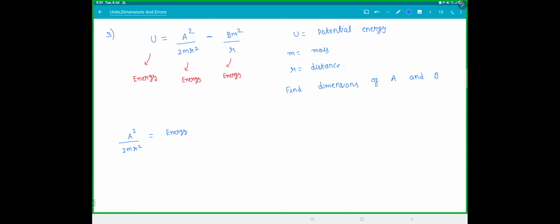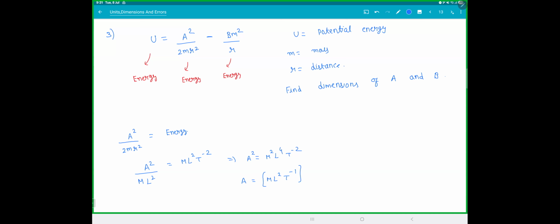So the dimensions will be, A square, m is mass, so that should be kg, I'll just write it as M. R is L square, that is the distance. Energy dimensions are ML square T minus 2. So send everything to that side, you'll get A square will be M square L power 4 T minus 2. So A will be M L square T minus 1. Got the logic what we did?